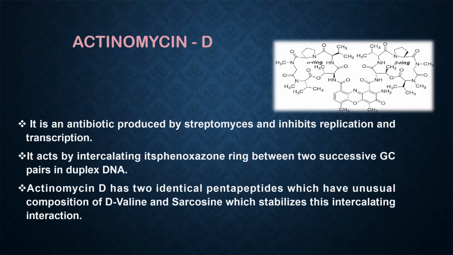Next is actinomycin D. This is an antibiotic produced by Streptomyces, and it inhibits replication and transcription. It also acts as an intercalating agent. Actinomycin D has two identical pentapeptides which have an unusual composition of D-valine and sarcosine, which stabilizes this intercalating interaction.